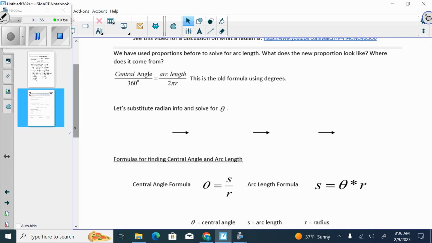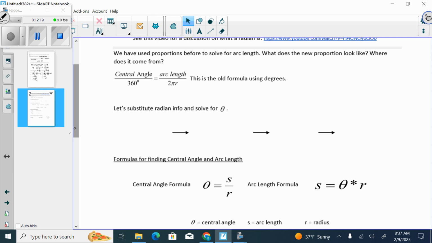Well, this is what we originally had for our arc length, right? The central angle over 360 equals arc length over 2 pi r. Typically, the arc length was the variable. That was the part we were missing, and then we knew how many degrees and what the radius was, right? Maybe that's not what they give us. So maybe we have to fill in some other pieces.